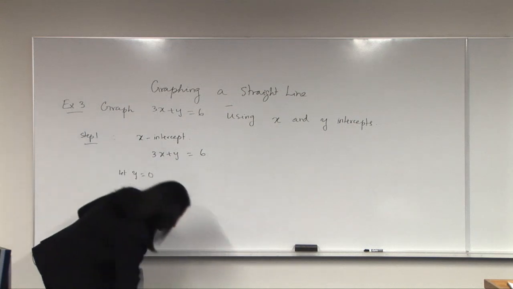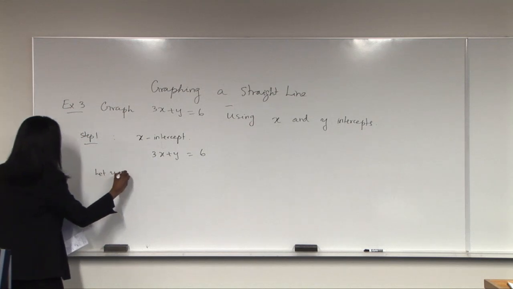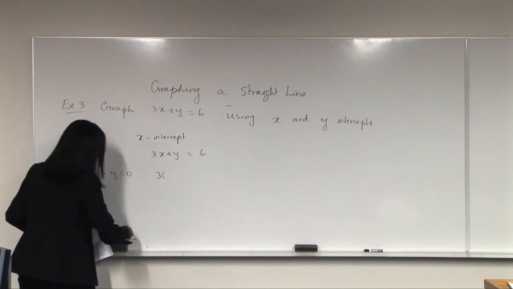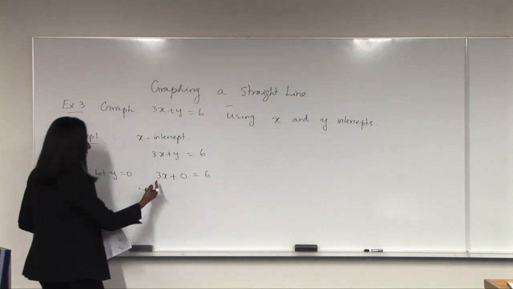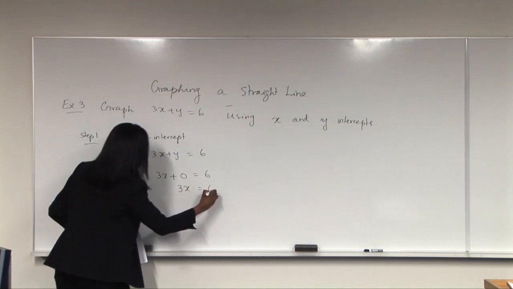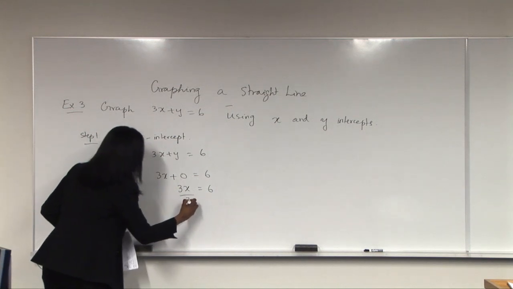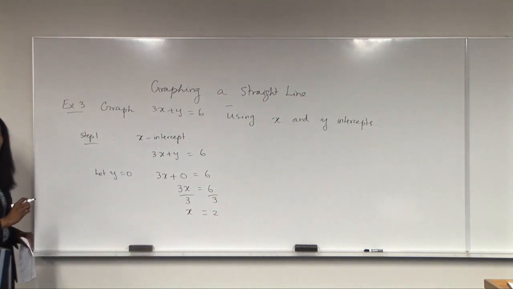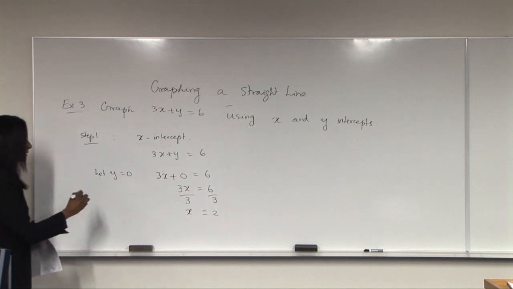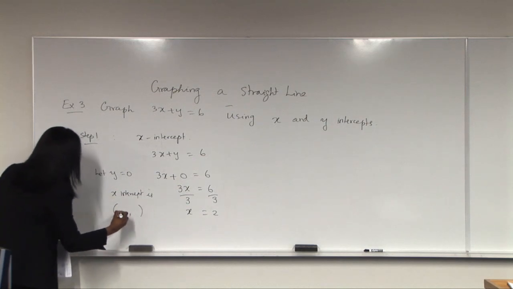So let me substitute y as 0. So that's 3x plus y is 0. 3x plus 0, 3x. Now we are solving for x. We are finding what x is. So here we have to divide by 3 both sides. So x is equal to 2. So y is 0. When y is 0, your x is equal to 2. So the x-intercept is x is 2, y is 0.